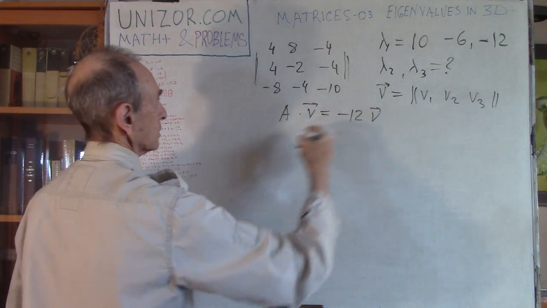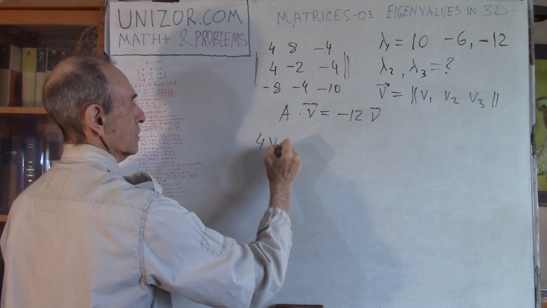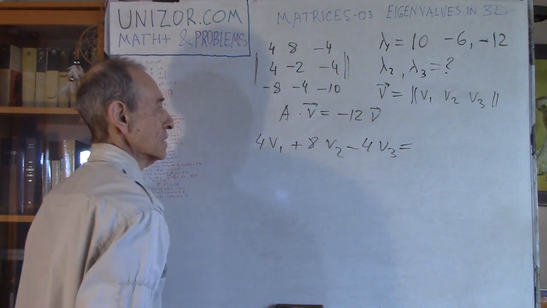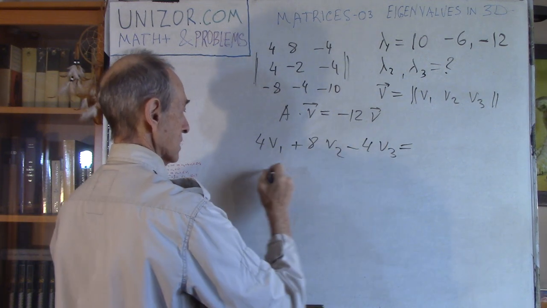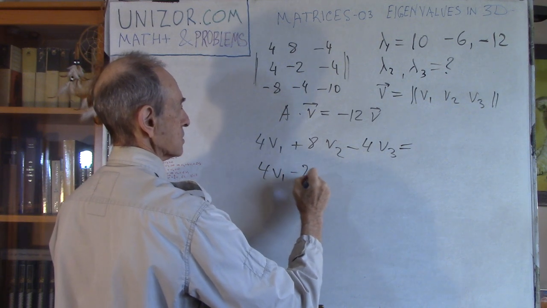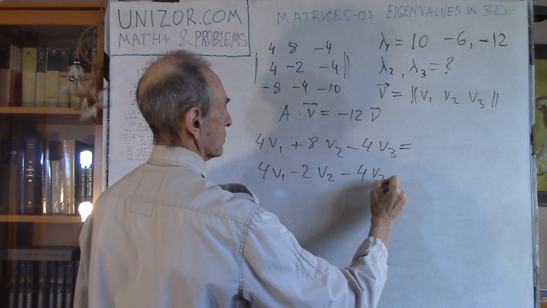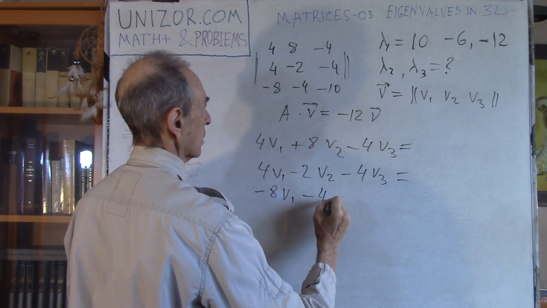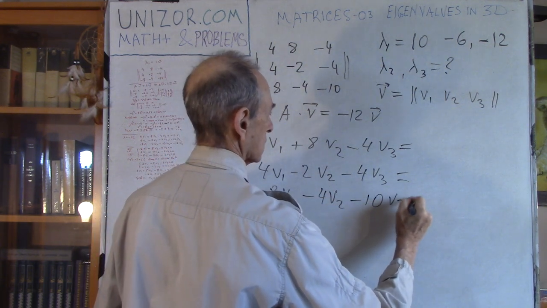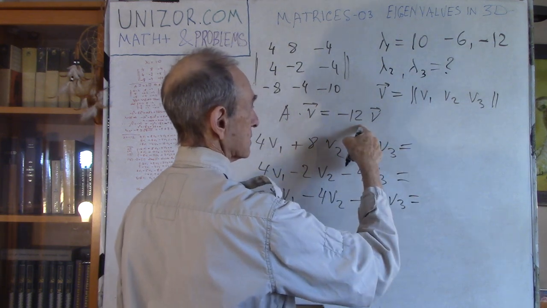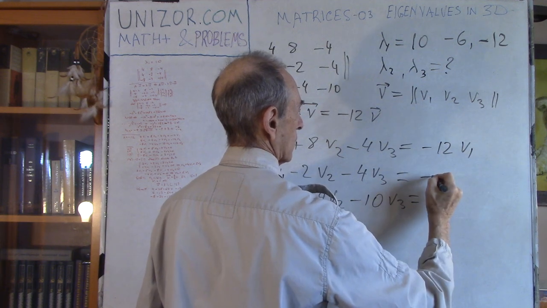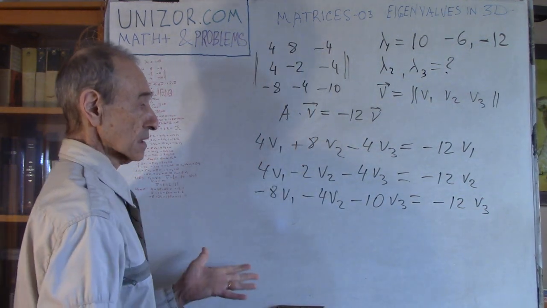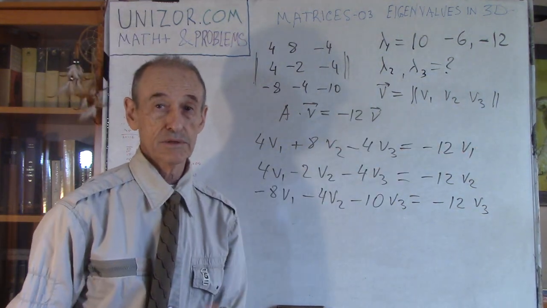Matrix times this vector would be another vector, which is 4V1 plus 8V2 minus 4V3. And it's supposed to be equal to, now that's the first component of the result. The second component would be 4V1 minus 2V2 minus 4V3, and the third component would be minus 8V1 minus 4V2 and minus 10V3. That's the third component. Now, this vector is minus 12 times V, which is minus 12V1, minus 12V2 and minus 12V3. So this is basically a condition on V1, V2, and V3 for the eigenvector V which we are looking for.